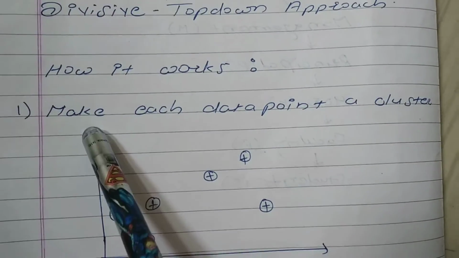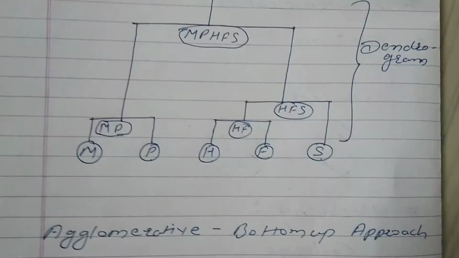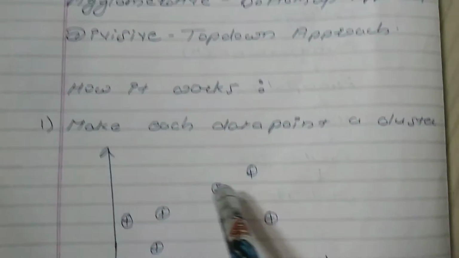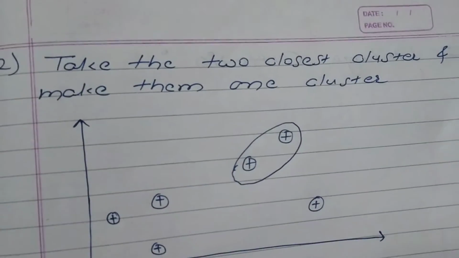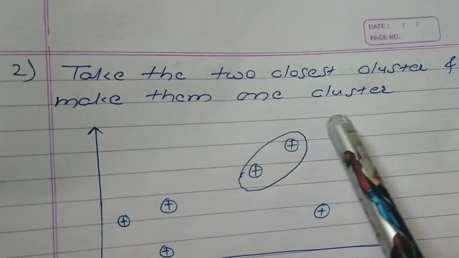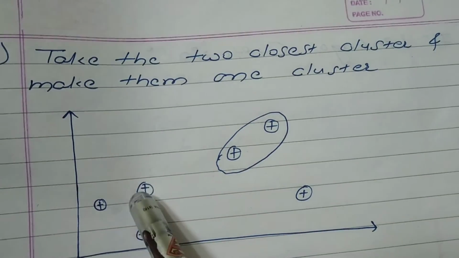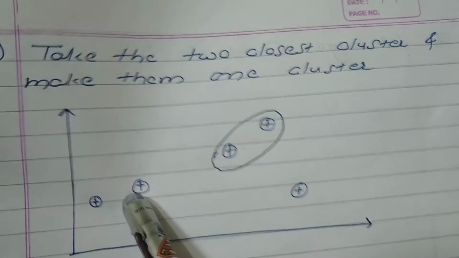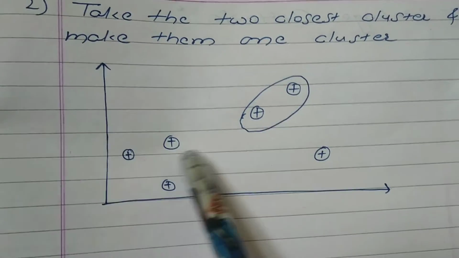How it works. First step, make each data point a cluster. I have just plotted the data points, and each data point is representing a cluster. As we have seen here, each data point is forming a cluster. Now in the second step, take the two closest clusters and make them one cluster. We can see directly these two clusters are closer to each other, right? Then we can say these three are in one cluster. So likewise we have to make the clusters which are closer to each other.